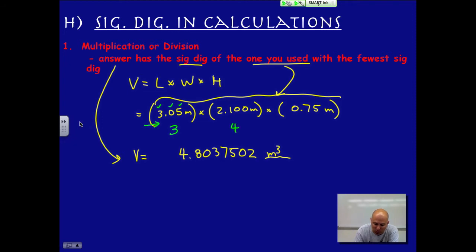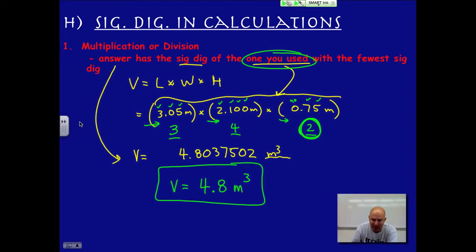This one has 4. Same deal, decimal present, first non-zero, 1, 2, 3, 4. This one, decimal present, has 2. No, this zero is not significant, and then 1, 2. So we have 3 in this one, 4 in this one, and 2 in this one. In multiplication and division, you keep the one with the fewest. So 2 significant digits. Therefore, this number should be rounded to 4.8 meters cubed, and that would be my answer.